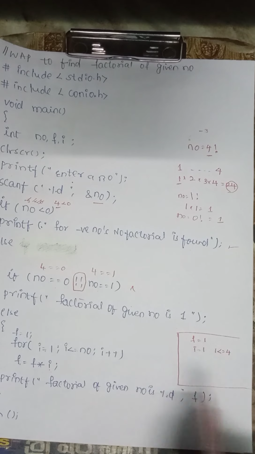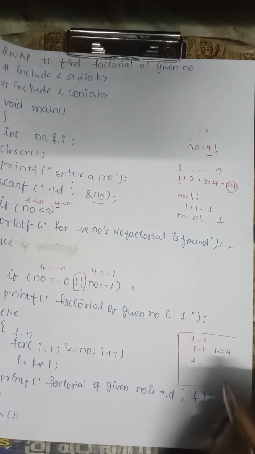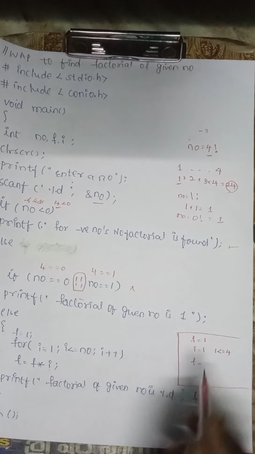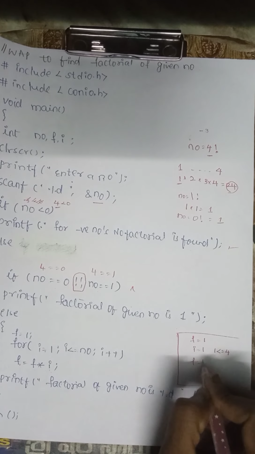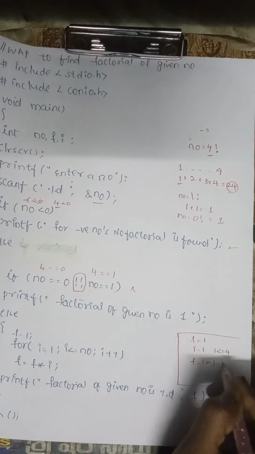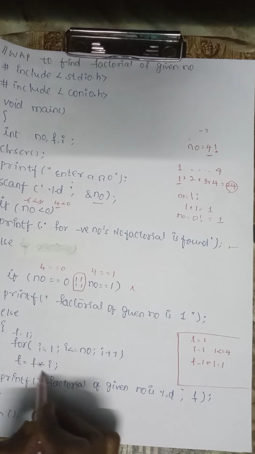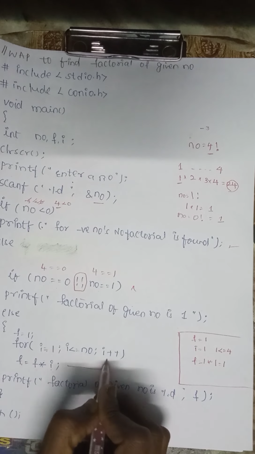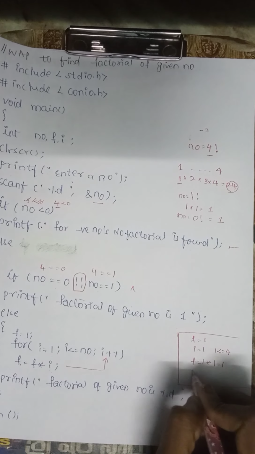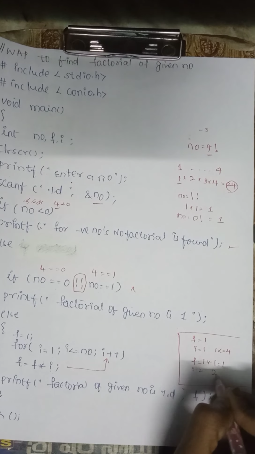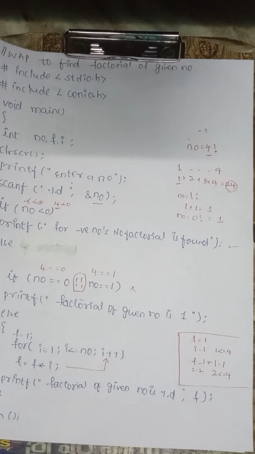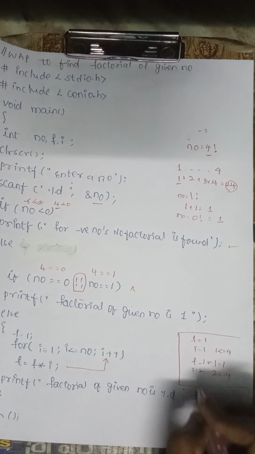Now the condition is true. What will happen? f is equal to f into i. Initially what do we have in f? 1. What do we have in i? 1. Overall what do we have in f now? 1. So the block of statements is executed. Now control moves back to the incrementation. Now i becomes what? 2. Is 2 less than or equal to 4? Yes.